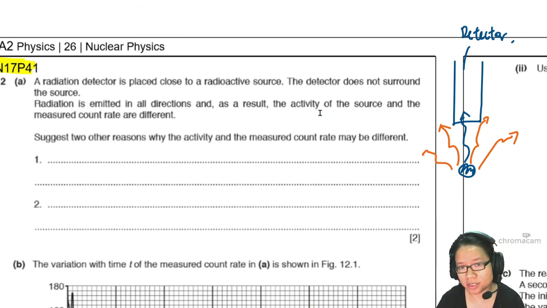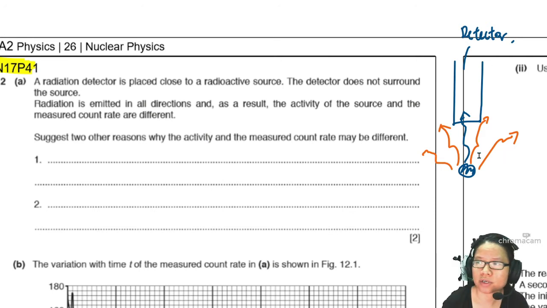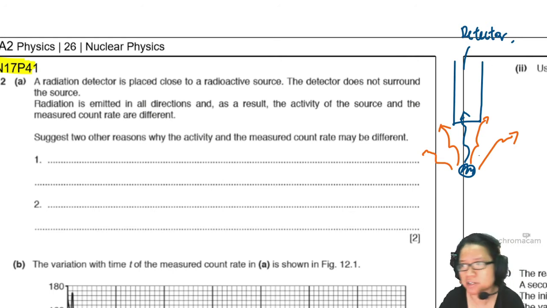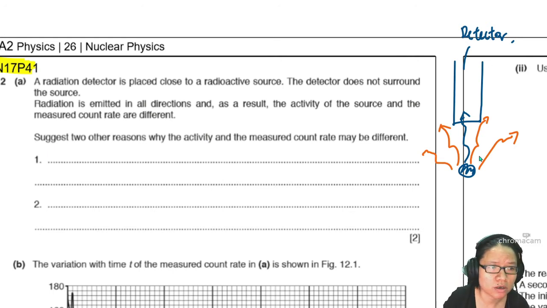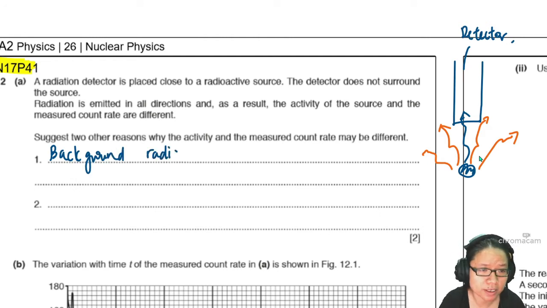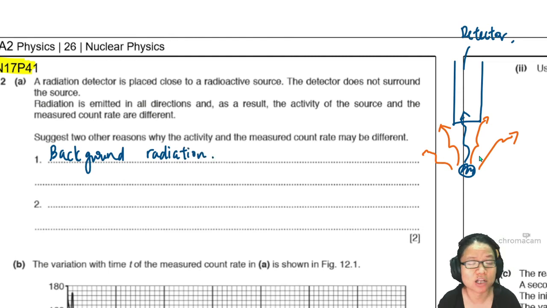As a result, the actual activity of the source and the measured count rate are different, because maybe we can only measure this one. Those that travel in the opposite direction cannot be measured. Now, suggest two other reasons why the activity and the measured count rate may be different. The first thing you can say is there is definitely some background radiation. Radioactive particles exist everywhere. It's just that they are not that common, but there's always background radiation.